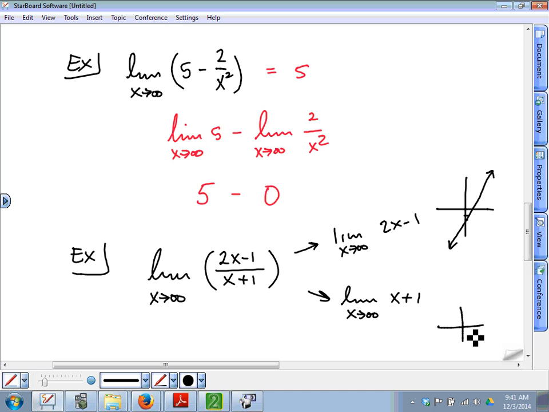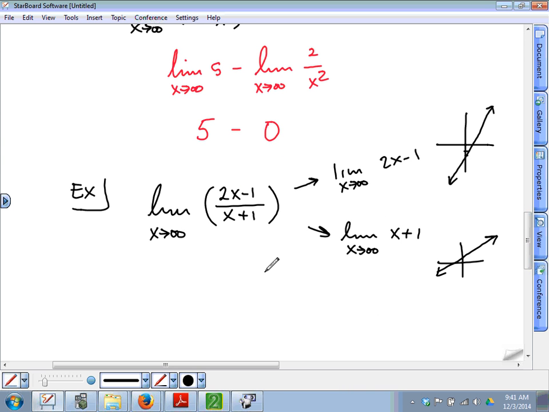Now this graph down here, x plus 1, is just a line like that. As x approaches infinity, y approaches infinity. So if we try to use that property we learned back in chapter 1, where we divide each limit, it would be infinity divided by infinity. This results in infinity divided by infinity. This is called indeterminate form.